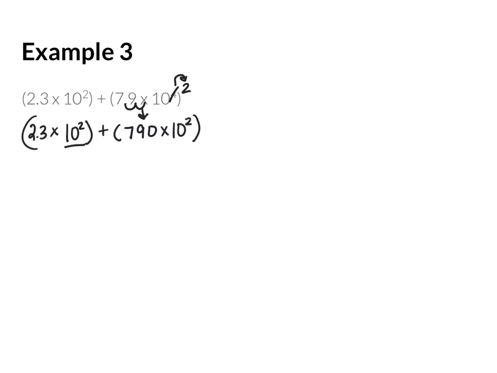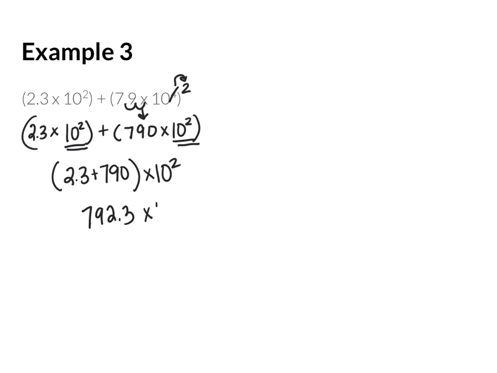Now that I have those common powers of 10, I can factor that out to 10 to the 2nd and add the 2 3/10 with the 790. That gives me 792.3 times 10 squared. But since that's not technically written in scientific notation, I move my decimal twice, and this becomes 10 to the 4th power. Final answer, 7 923 thousandths times 10 to the 4th power.